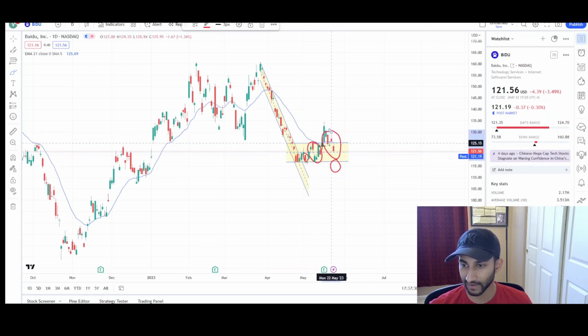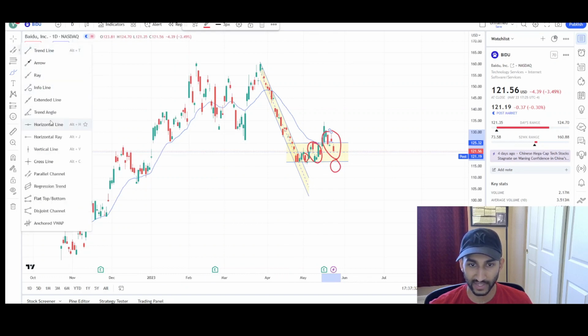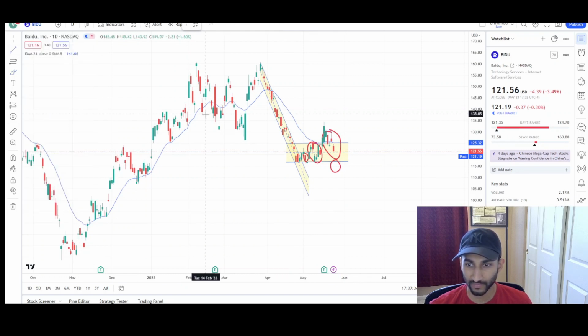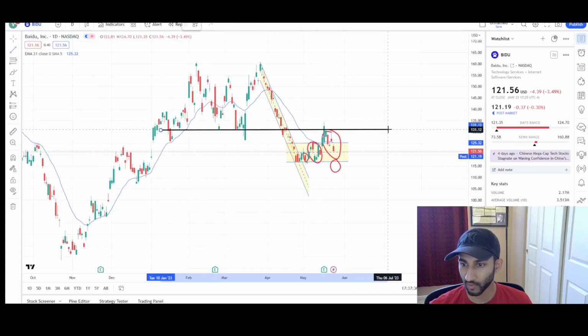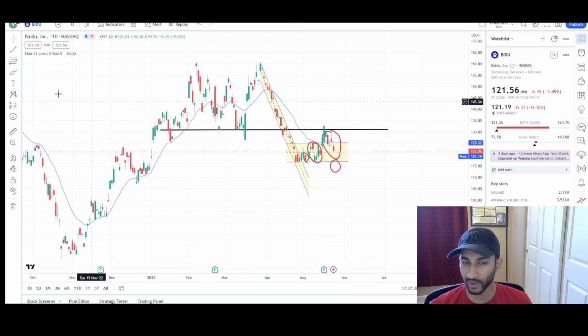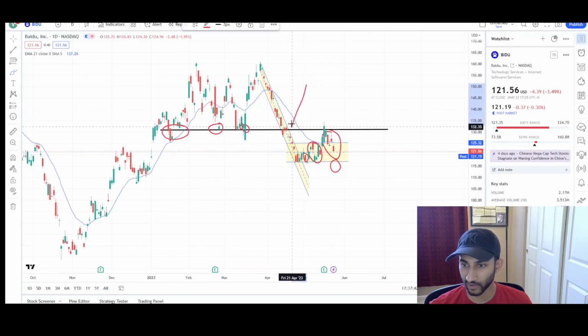We had a break outside of this range, and you can see that prices came back up just to retest this prior support. This 131 level was prior support. Prices shot right through it, pulled back, and now it's finding resistance, broke outside of the range. Now it's looking pretty bearish.